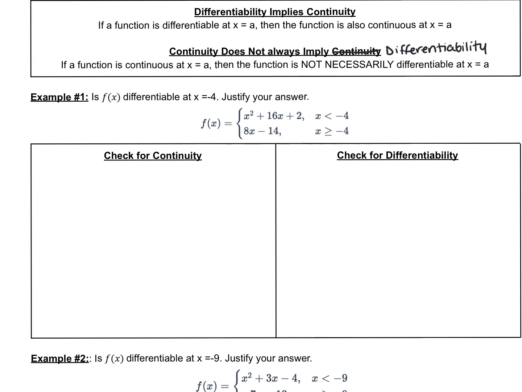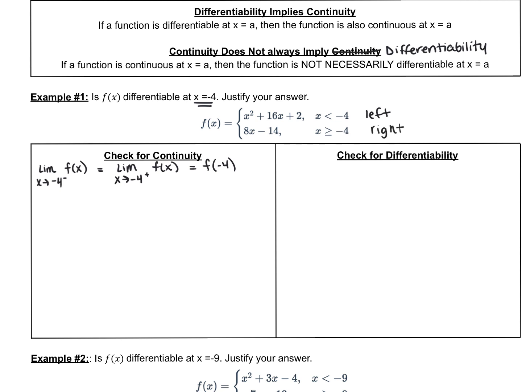So we want to know, is f of x below differentiable at x equals negative 4? Well, we know in order to prove that it's differentiable, we have to see if it's continuous first, because it has to meet that condition. If it's continuous, then we can check for differentiability. So for continuity, we're going to check that the limit as x approaches negative 4 of f of x from the left is equal to the limit as x approaches negative 4 from the right of f of x, which must equal f of negative 4. So remember these arrows, right? This is the left side, and this is the right side.